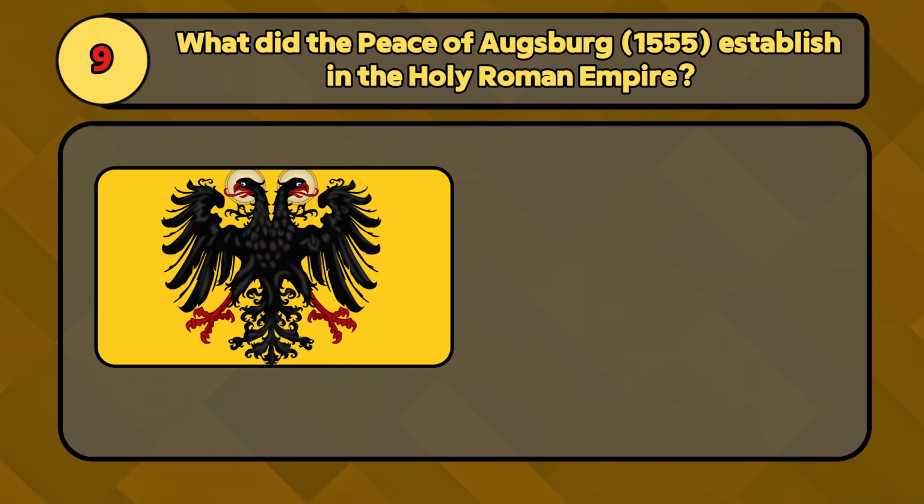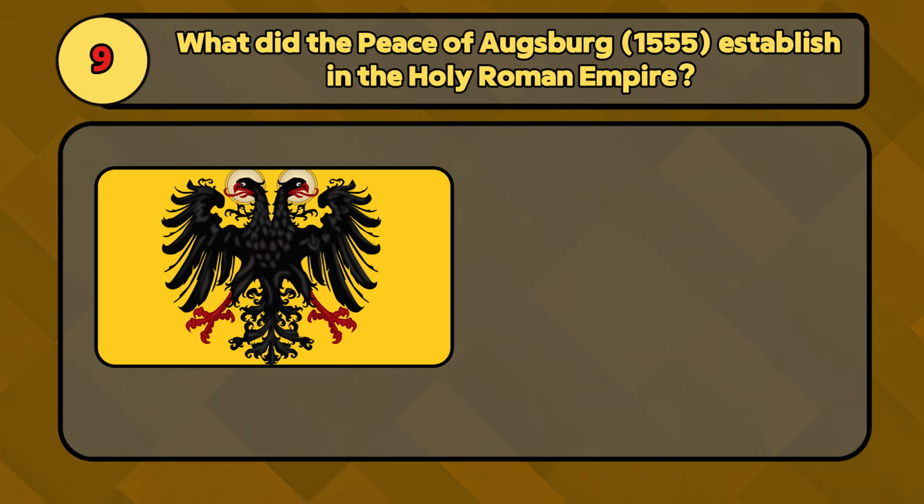What did the Peace of Augsburg establish in the Holy Roman Empire? The Peace of Augsburg let each ruler choose the religion of their own land. What was the main aim of the Council of Trent? The Council of Trent aimed to reform the Catholic Church and counter the Reformation.